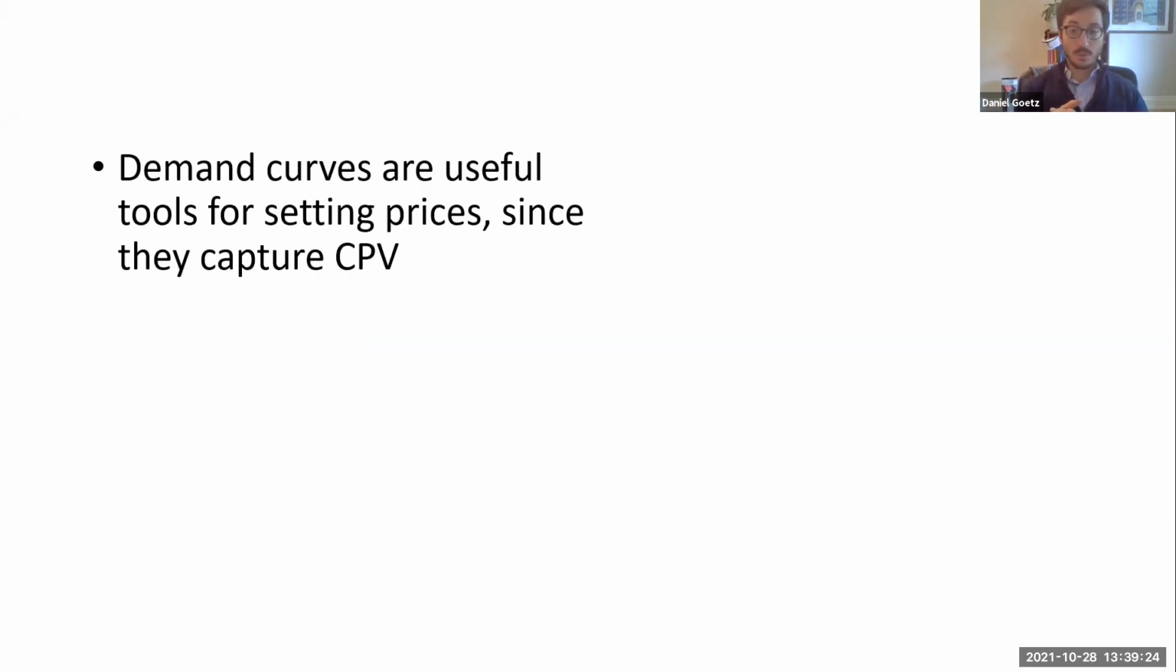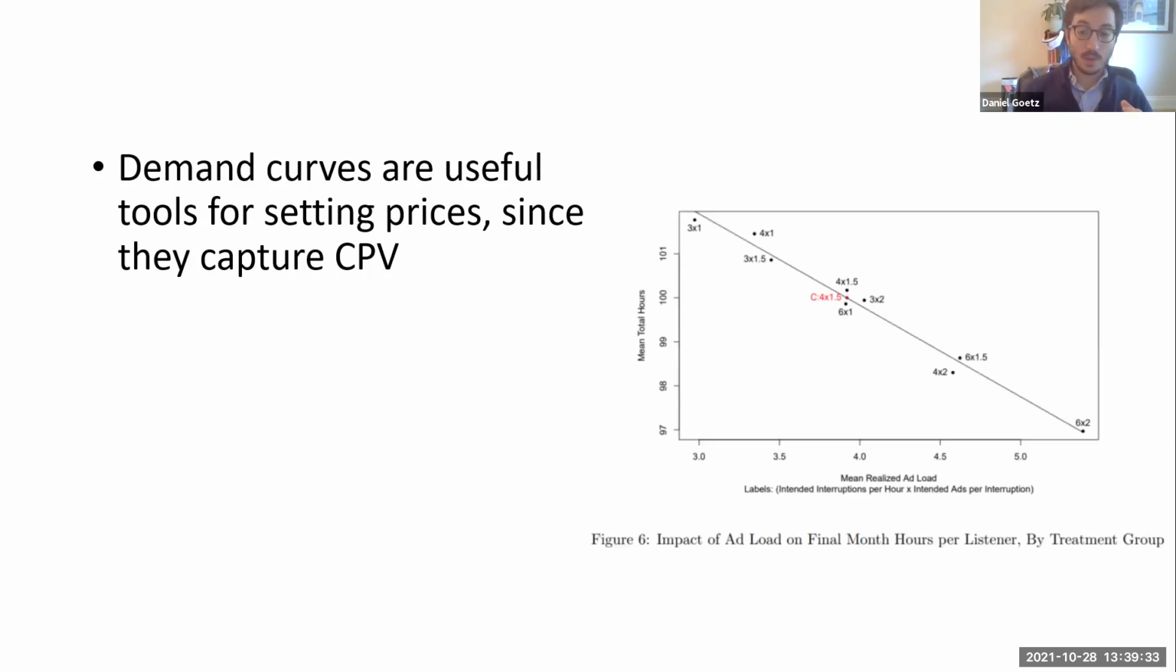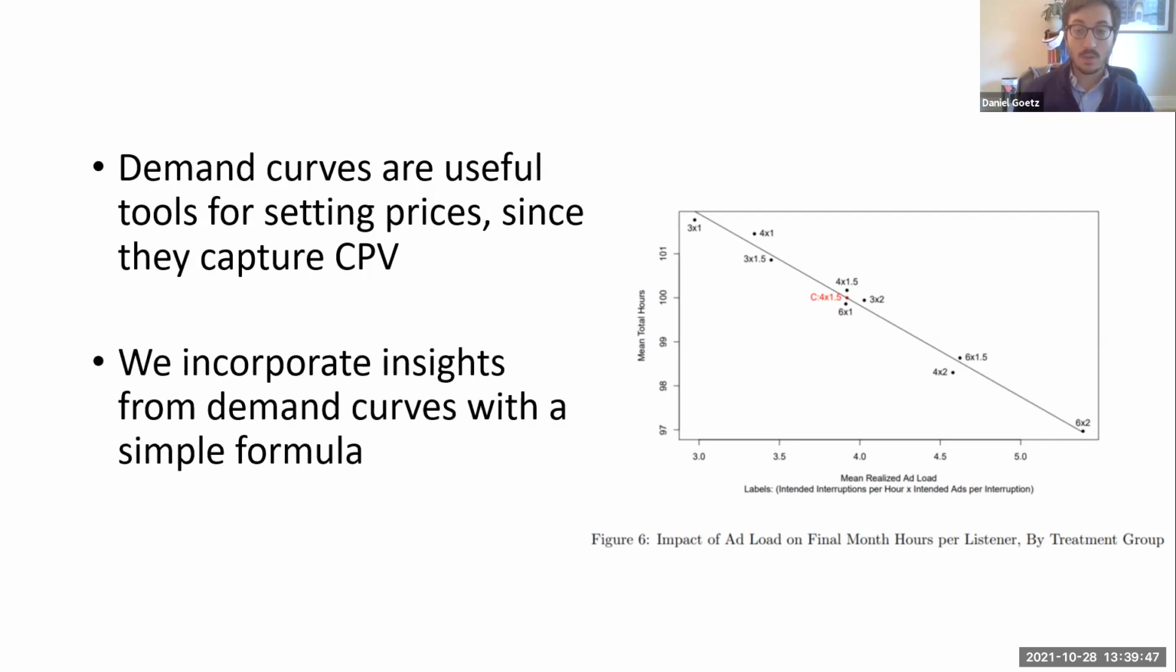Demand curves are very useful tools for setting prices because they capture consumer perceived value. We saw in an earlier example in the research lecture that companies will often do experiments to try to create a demand curve so they can set their optimal price. But that's a lot of work. It takes a lot of data gathering and it's very expensive. Is there a way that we can incorporate insights from the demand curve without needing to learn every consumer's willingness to pay? Maybe we can just use a simple formula.